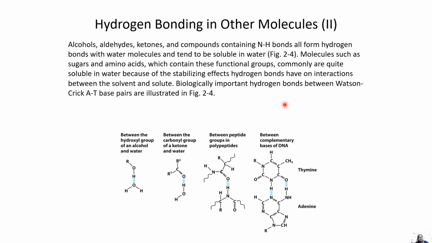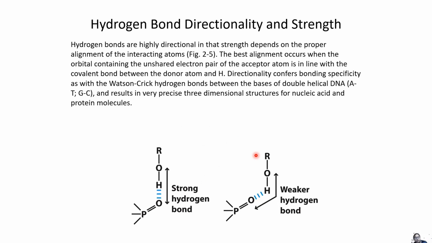Now, alcohols, aldehydes, ketones, and compounds containing NH bonds all form hydrogen bonds with water molecules and tend to be soluble in water. Molecules such as sugars and amino acids, which contain these functional groups, commonly are quite soluble in water because of the stabilizing effects hydrogen bonds have on interactions between the solvent and the solute. Here you can see the hydroxyl group of an alcohol and water, the carbonyl group of a ketone and water, between the peptide groups in polypeptides, and between the complementary bases in DNA.